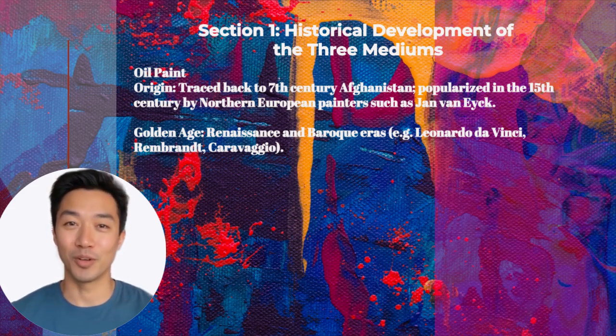Watercolor. Origin. Ancient Egypt, used in manuscripts, and Chinese brush painting. Golden Age, 18th to 19th century England, Turner, Constable. Reputation. Light, expressive, and often associated with landscape and botanical illustrations.